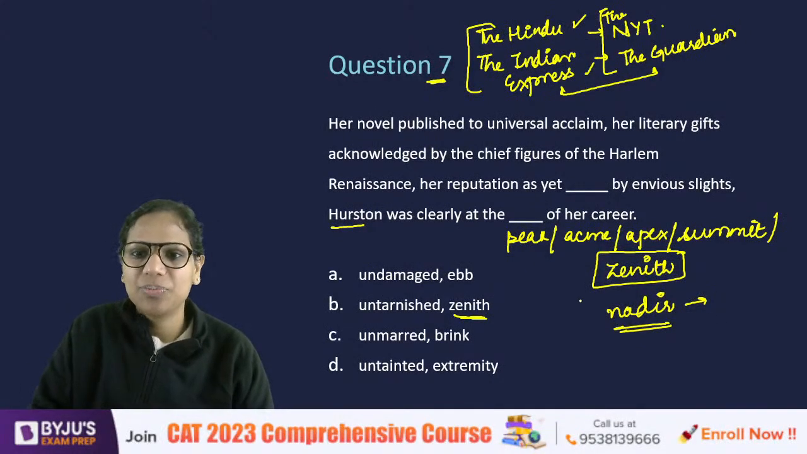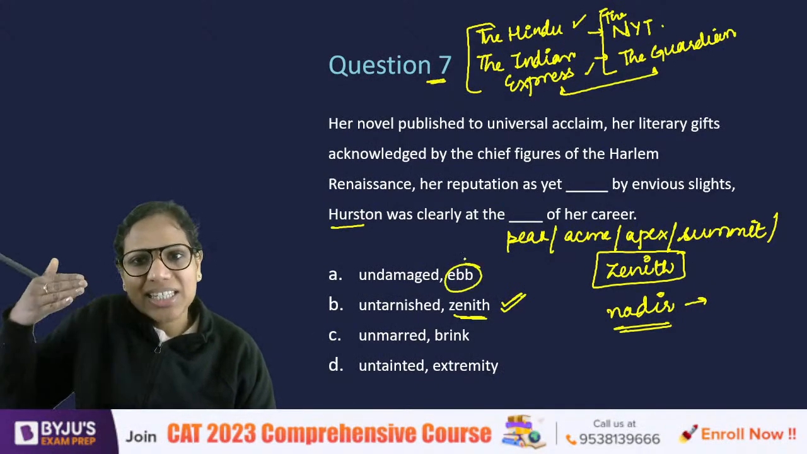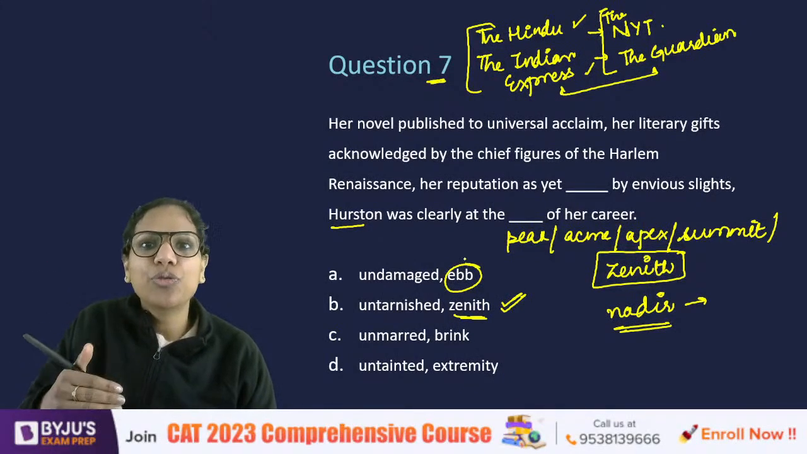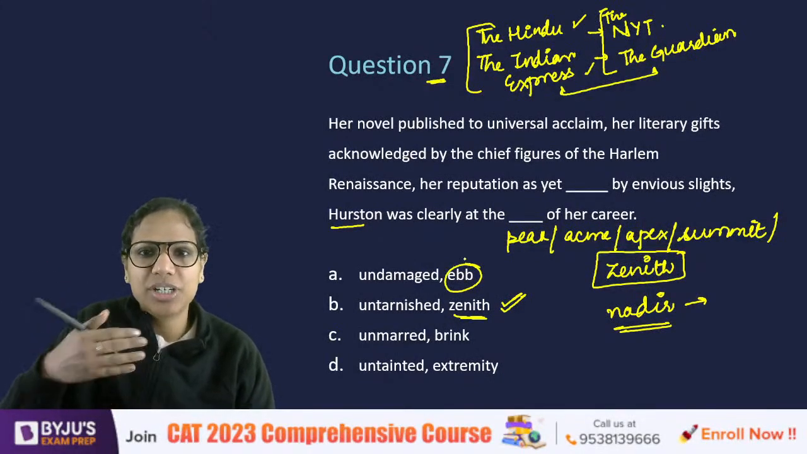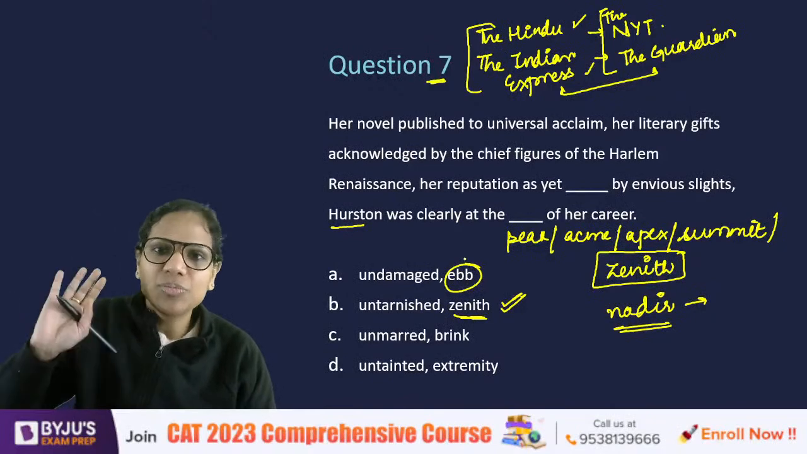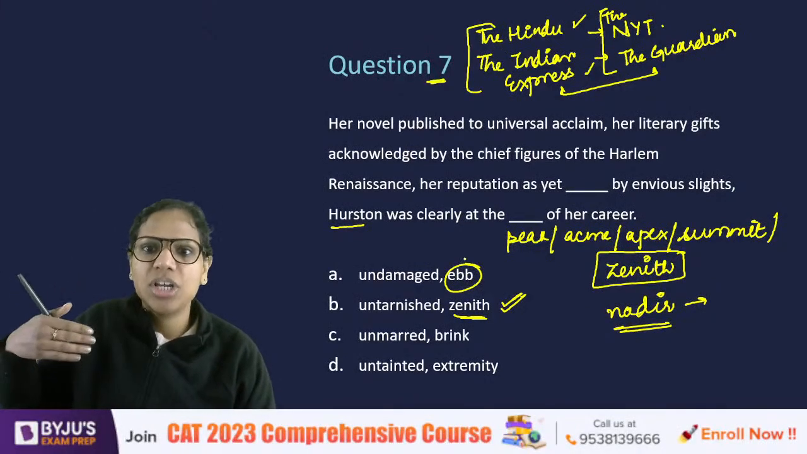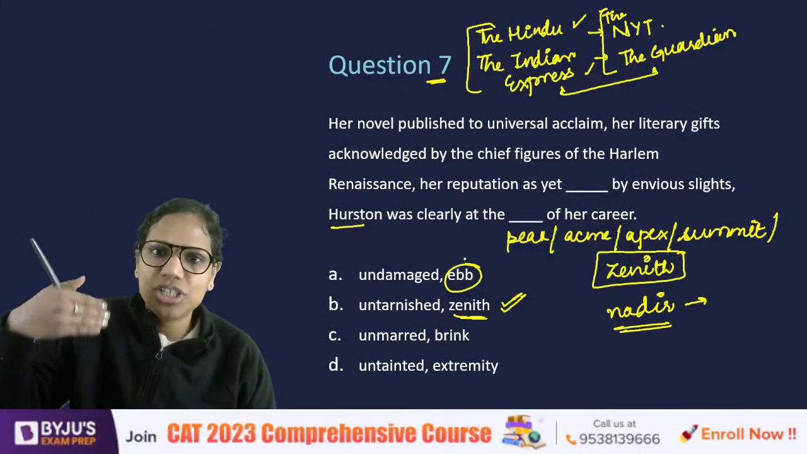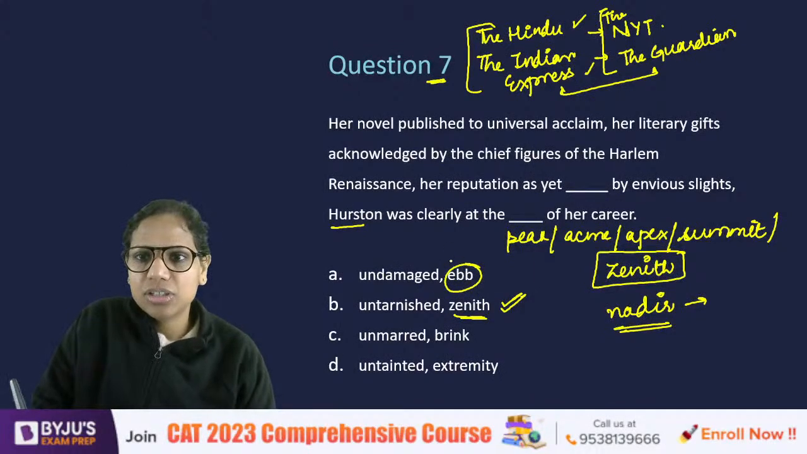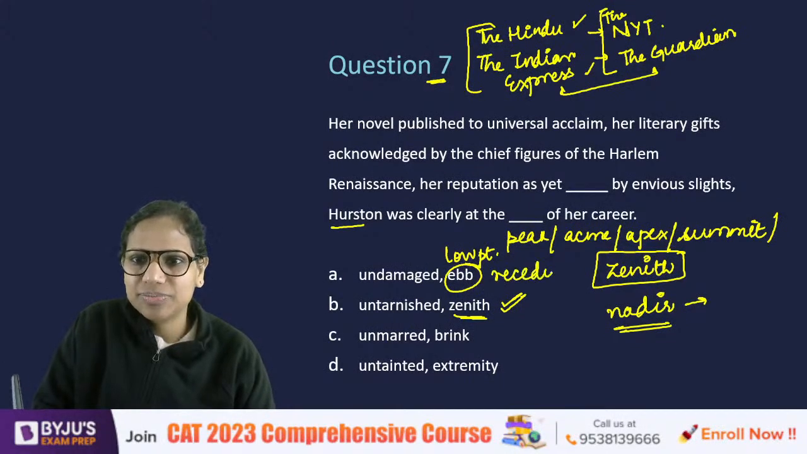Absolutely correct, Shweta. So this is the answer here. Ebb means receding. The ebb and flow of a tide. Yes, tide shows these movements. Flow when it comes towards you, ebb when it flows away from you, recedes. So she was not at the ebb of her career. Ebb would be a low point in a way, a receding point.